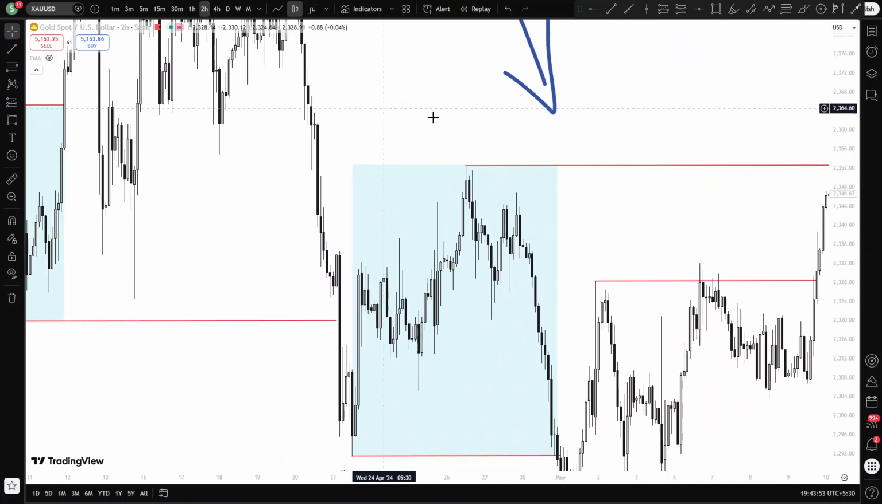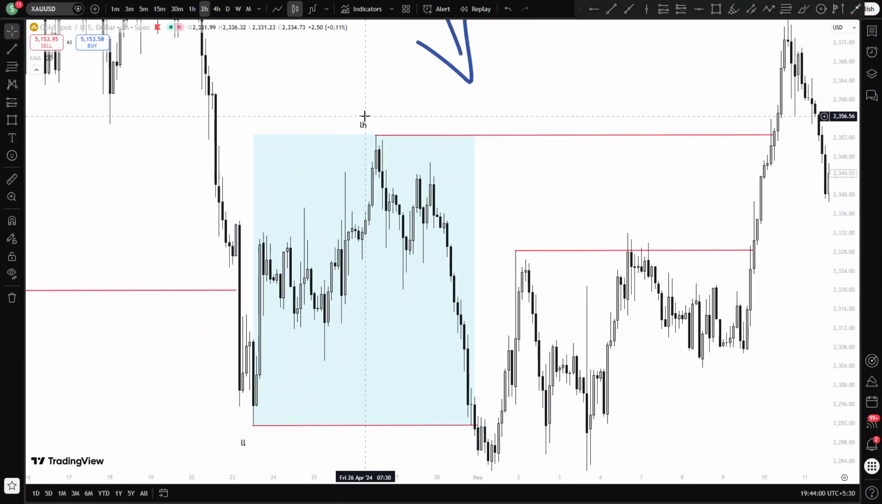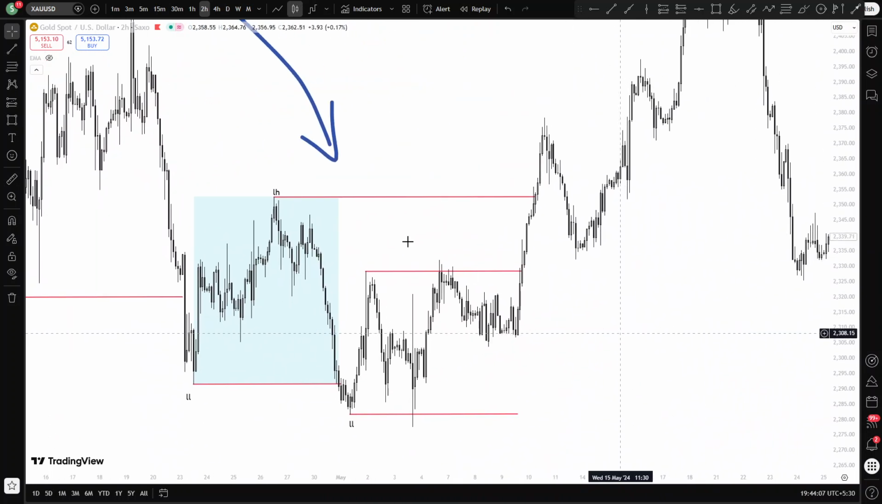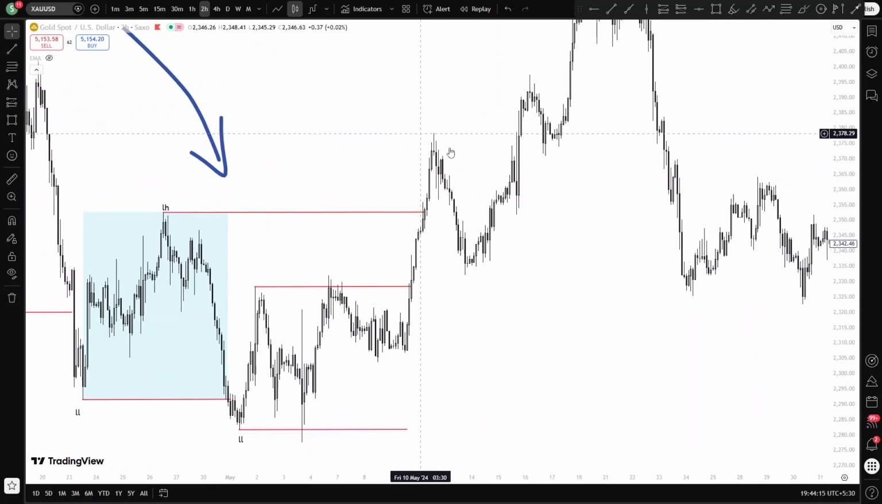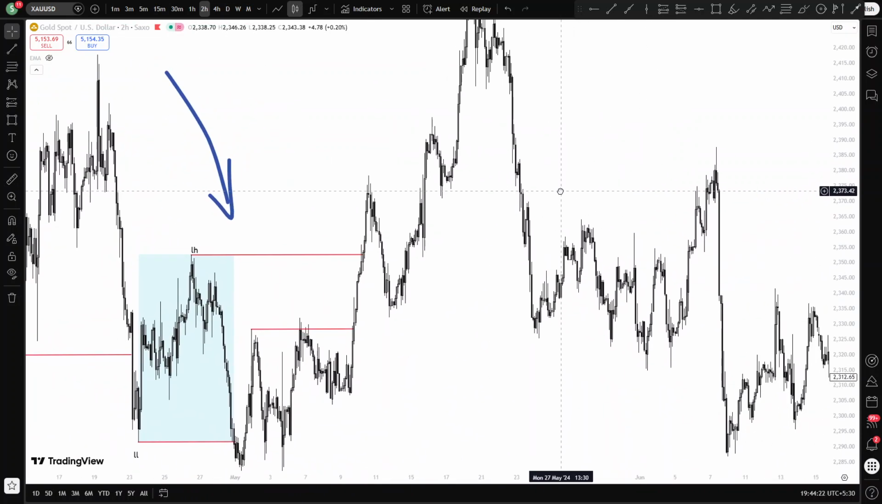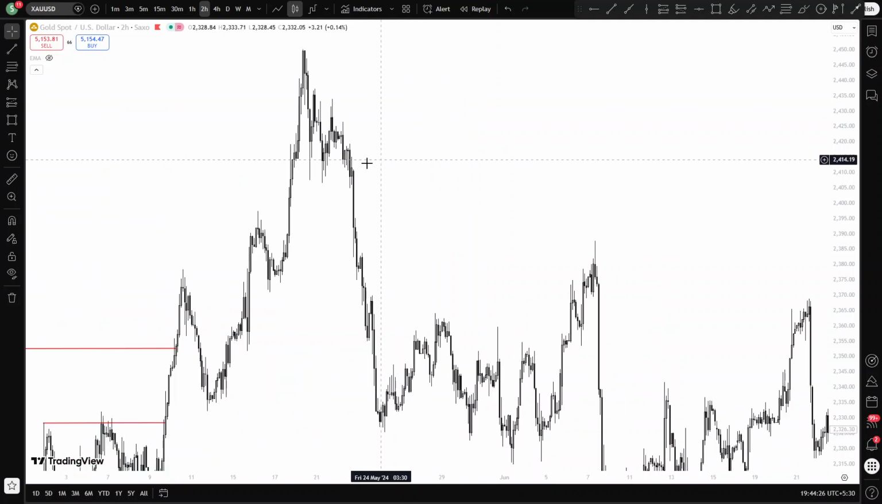So here we now have our lower high. What happened now? The market gave us a break of structure here. The market has given us a breakout. What are we expecting since the market has given us a breakout? We are expecting the market to continue pushing upward.